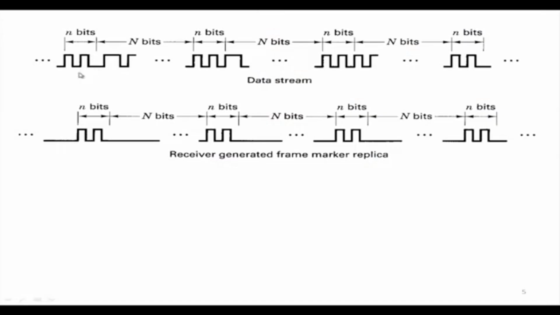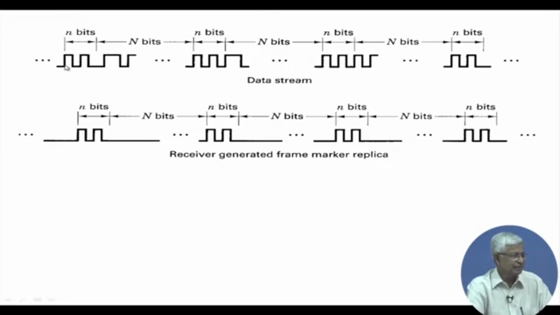Pictorially it is like this. Let us say small n bits is a 1010 pattern. It repeats after capital N bits, again a 1010 pattern. Those capital N bits are the data pattern, which could be random. It can start with 0 or 1 or anything, but the small n bits are repeating at a certain interval after capital N bits. This is the data stream which is coming.